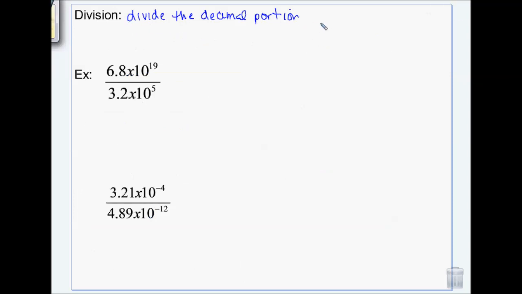Okay, so you divide the decimal portion, and then the difference between multiplication and division is in multiplication you add the exponents, in division you subtract the exponents. And the way you do that is if it's set up looking like a fraction, it's the top minus the bottom. Or if it's set up as a traditional division problem, it's the first minus the second.